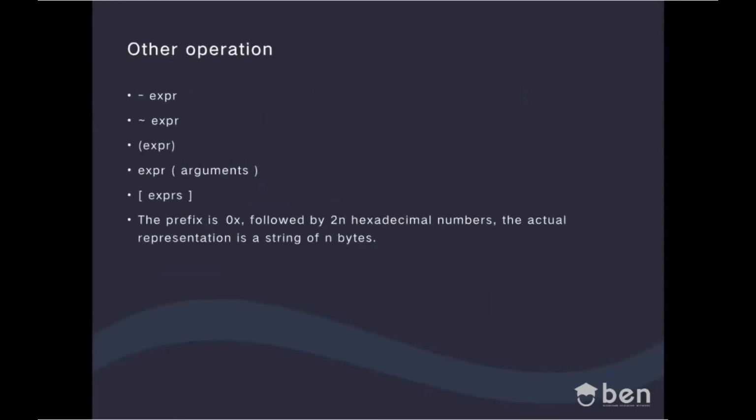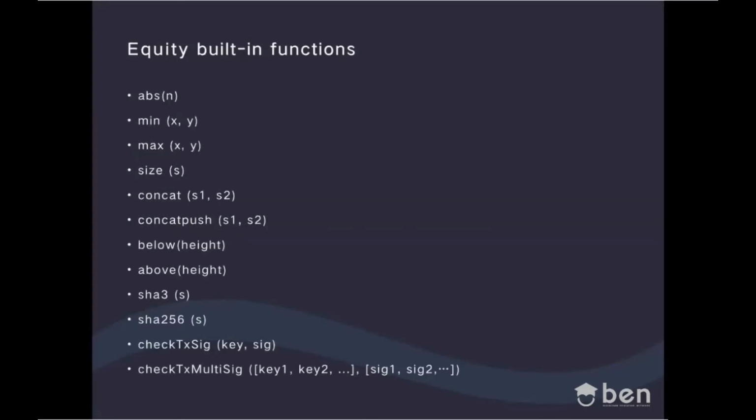And other operations, if you are interested: the first one is negative, the second one is converting a string to bits, the third one is the expression itself, the fourth one is function call, the fifth one is list, and the last one is a string of n bytes followed by hex. If you are interested in getting to know the other operations.